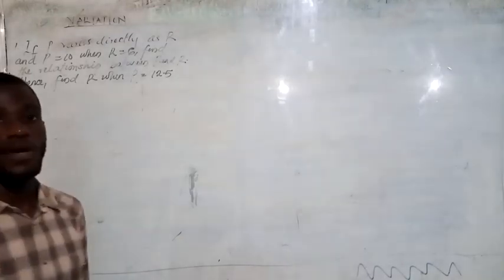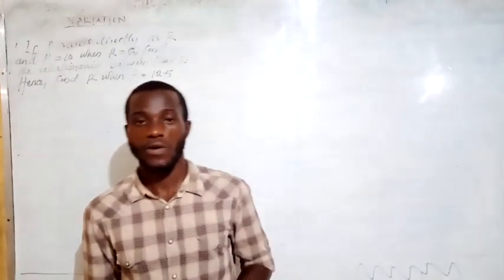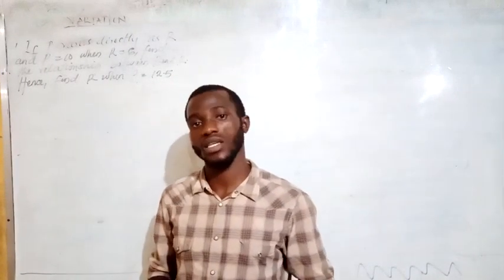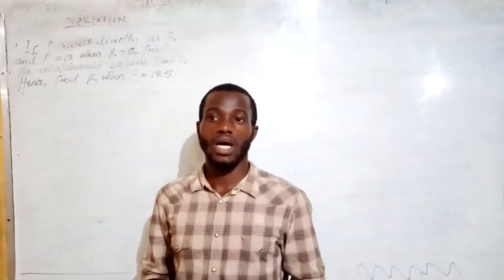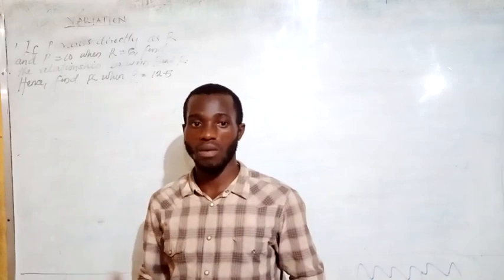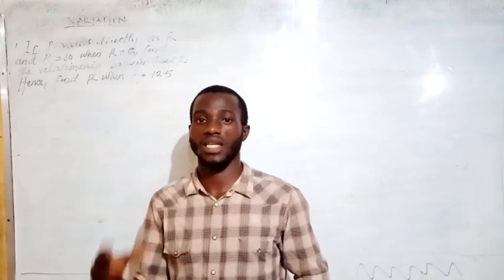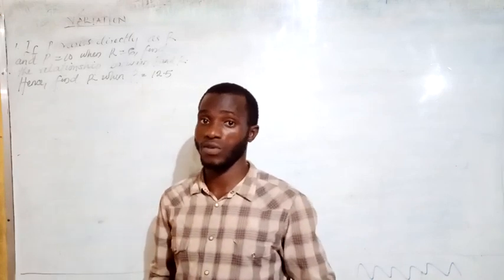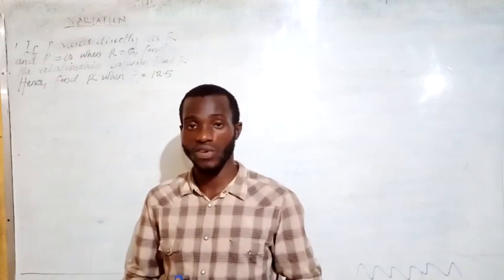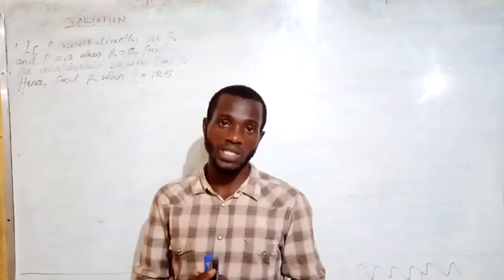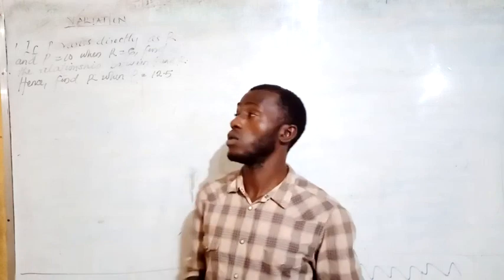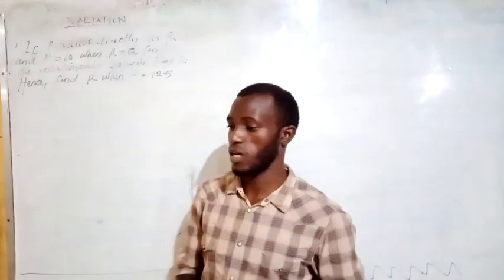All right, welcome back to this channel, and we are going to be solving questions on variation. Remember, we talked about variation the last time, and we talked about the two basic types of variation and the other two types that are derived from those two. So we talked about the direct variation, the indirect or inverse variation. Then we talked about the joint and the partial variation. So in this video, we are going to be doing some questions on both direct variation and indirect variation.